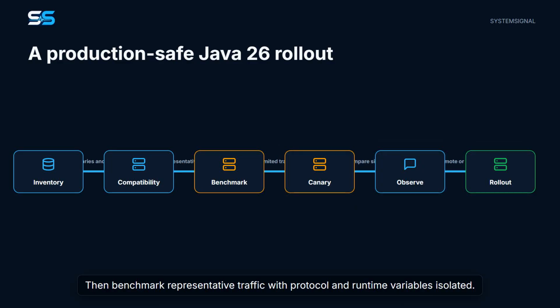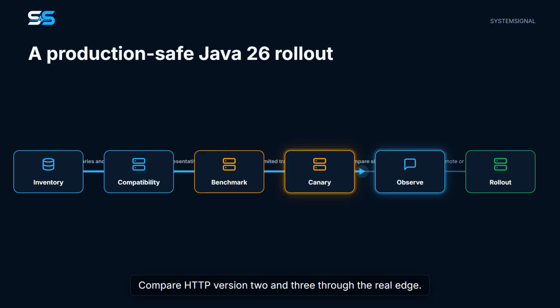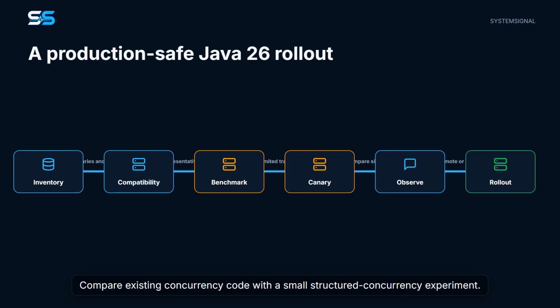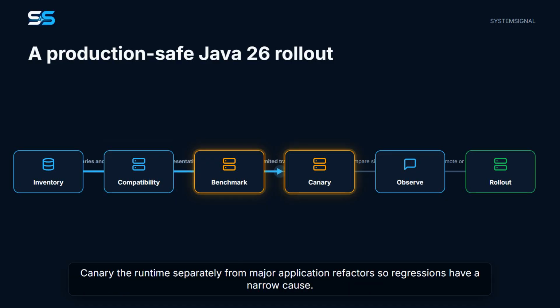Then benchmark representative traffic with protocol and runtime variables isolated. Compare HTTP version 2 and 3 through the real edge. Compare existing concurrency code with a small structured concurrency experiment. Canary the runtime separately from major application refactors so regressions have a narrow cause.